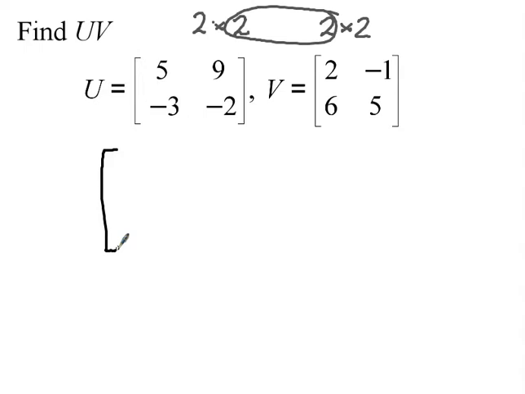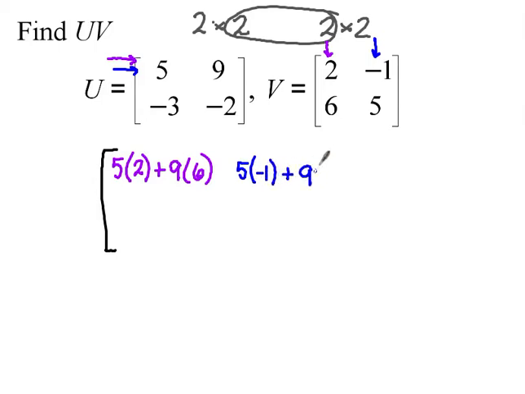All right, so let's go ahead and start. So where do I start in matrix U? 5. I start with the row, right? Yeah. And I take that times the column. So I take 5 times 2 plus 9 times 6. Okay, so you don't distribute that 5 to both. It only goes to the first one. So now I'm going to take the 5 and the 9, and where am I going to go? To the second column. So I'm going to take 5 times -1 plus 9 times 5.